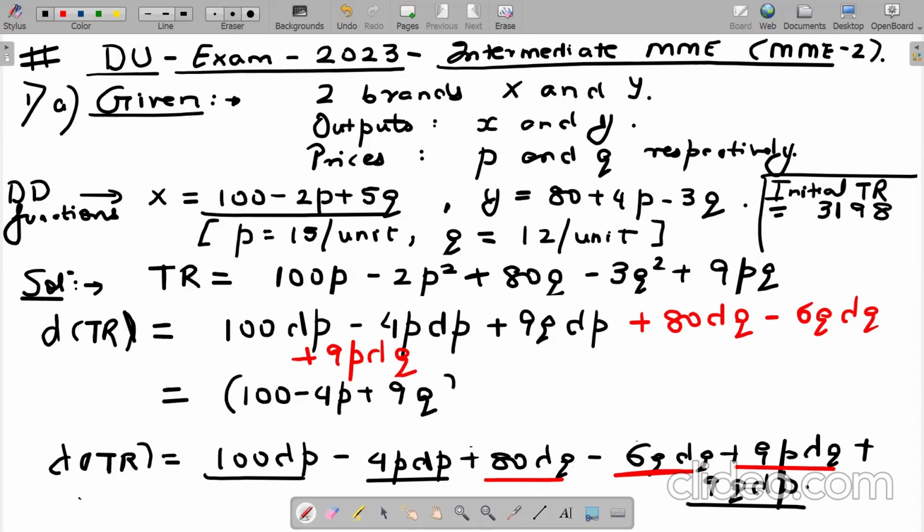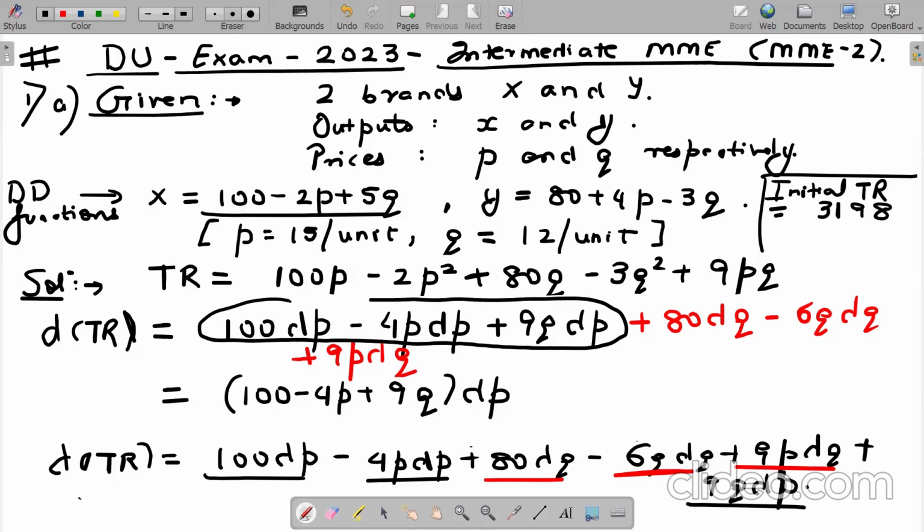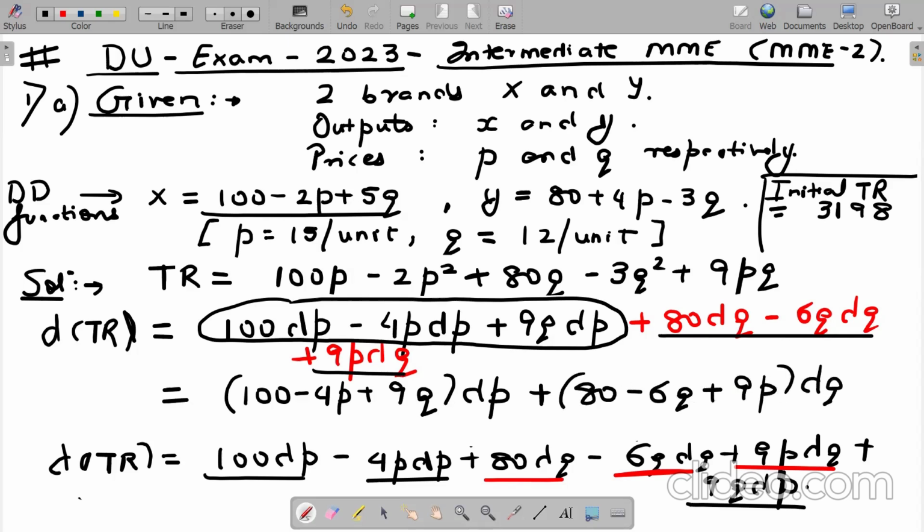9Q dP. Within this whole expression, I've taken dP common, plus within this whole expression, I'm taking dQ common. So I get 80 minus 6Q plus 9P times dQ. Okay, so now let's plug in the values.